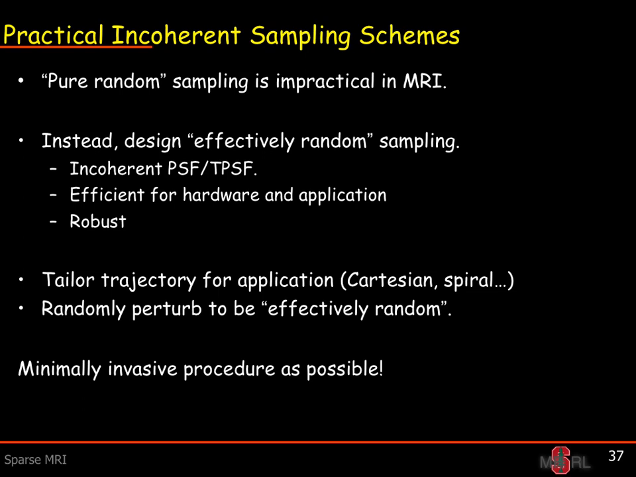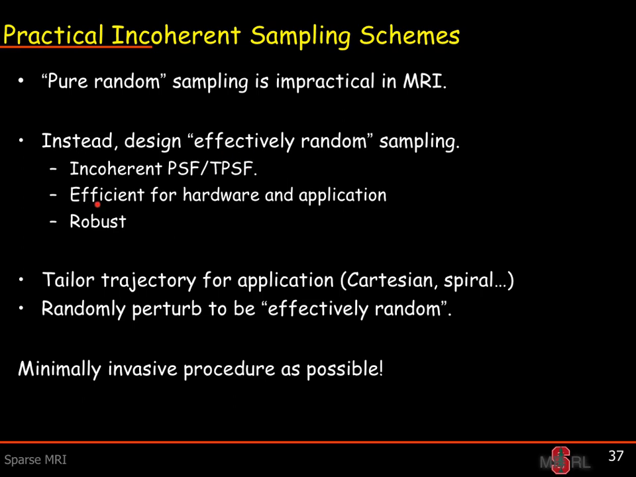Now, pure random sampling is really impractical in MRI, right? We don't want to make up a new random sampling pattern every time we scan, and we wouldn't want any variations between subjects in scanner performance if we accidentally stumbled across a very poor sampling pattern. So instead, we design effectively random sampling based on the incoherency of the point spread function and the transform point spread functions.